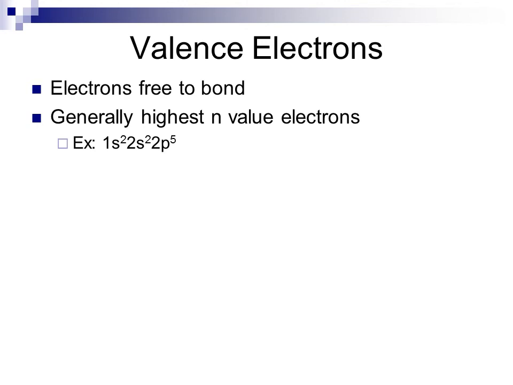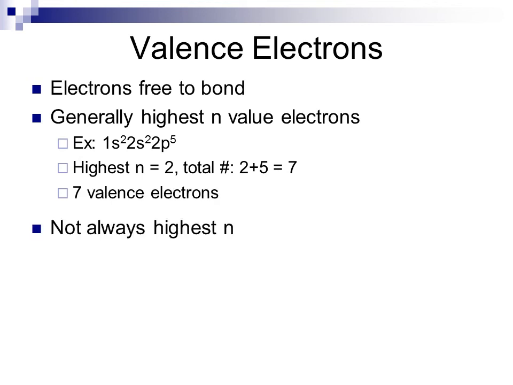So for example, if I had an atom with an electron configuration of 1s2, 2s2, and 2p5, the highest n-value in this atom that is occupied is n equals 2. If I look at all of the orbitals that have an n-value of 2, there are the 2s orbital, which has 2 electrons, and the 2p orbital, which has 5 electrons. So the total number of electrons in the highest n value is 7. So there are 7 valence electrons in this particular atom.